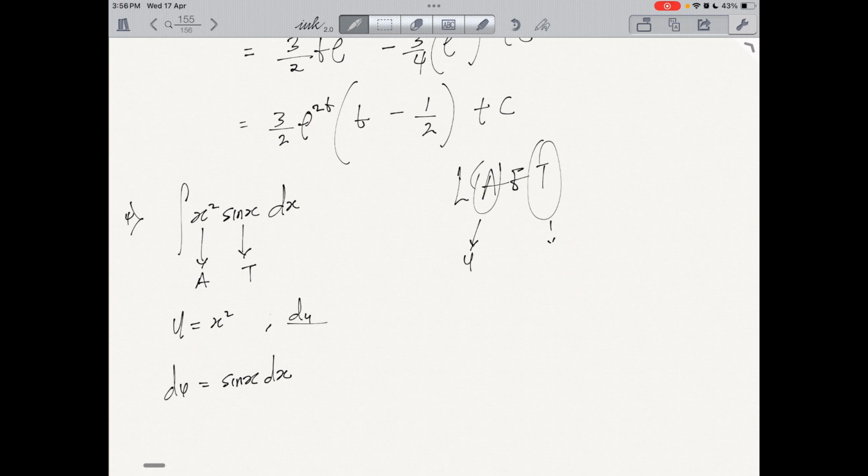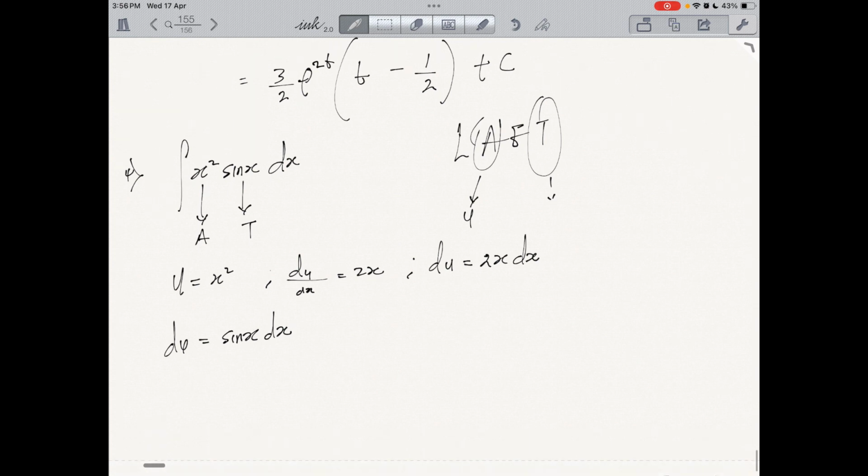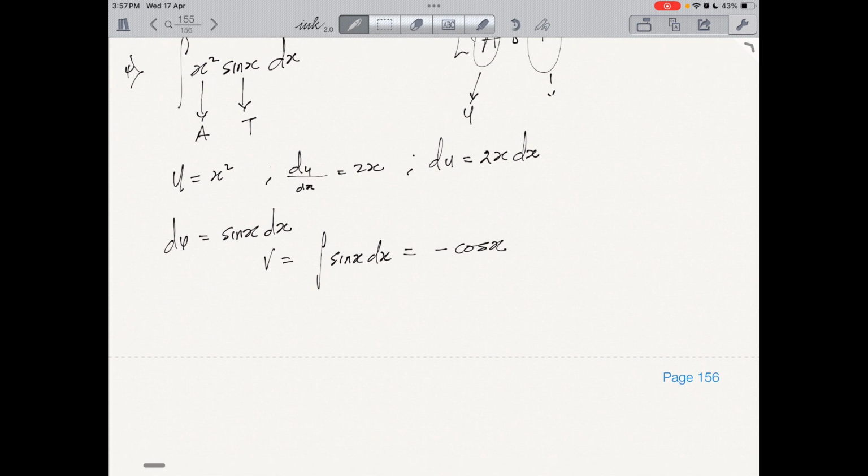So therefore, our du/dx is equal to 2x and our du will be equal to 2x dx. To evaluate our v now, our v will be the integral of sine x with respect to x, and integrating sine x will give us minus cos x. So let us recall now the formula for integration by parts. Integration by parts says that integral of u dv is equal to uv minus integral of v du.